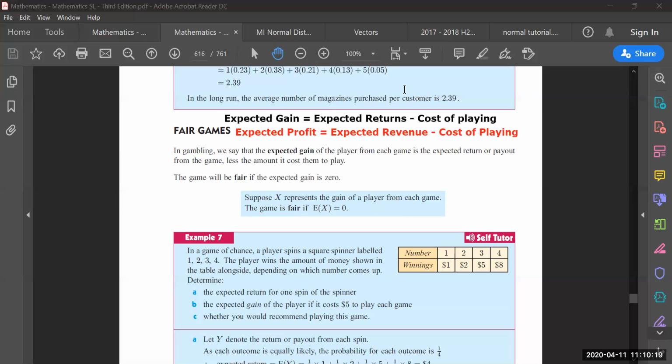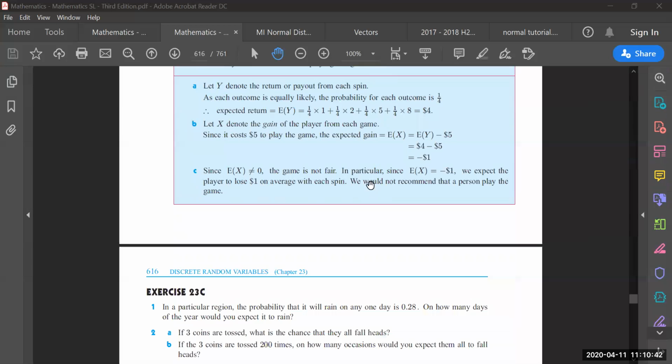Basically, whatever that is here is what you are getting back, and not less the cost yet. This expected gain and profit over here is what you get after you less the cost. Okay?